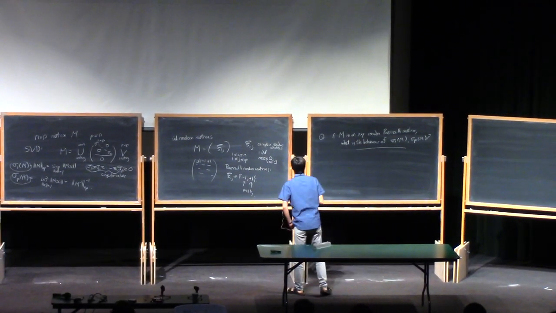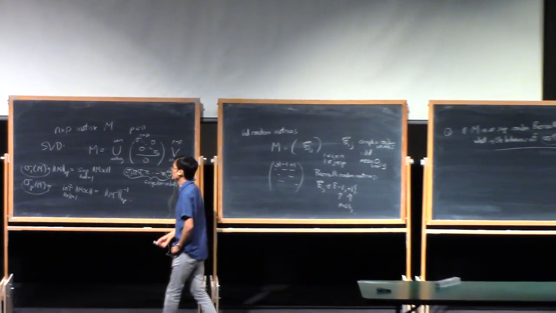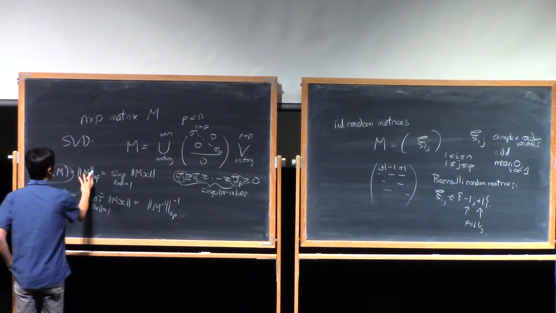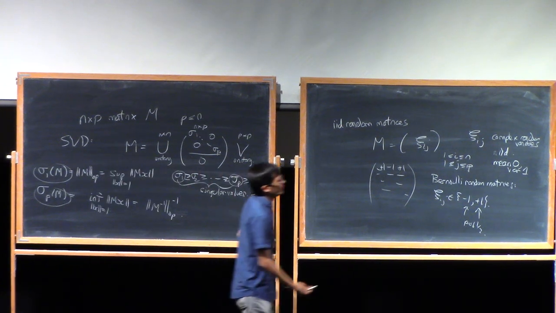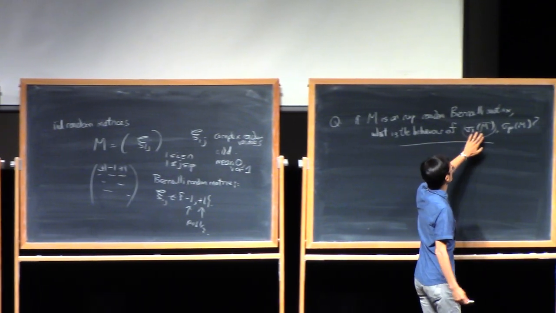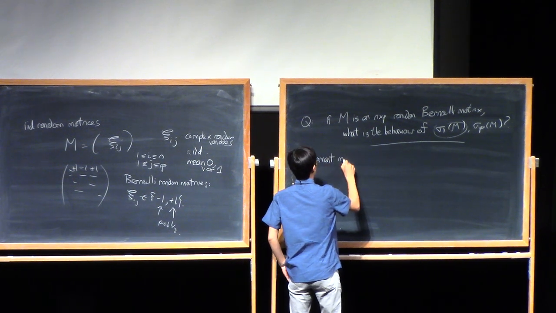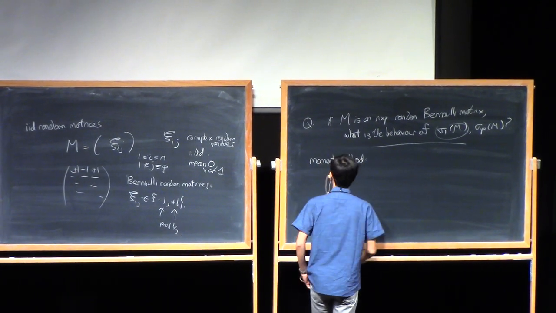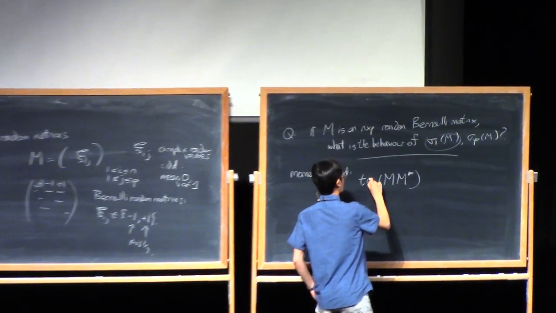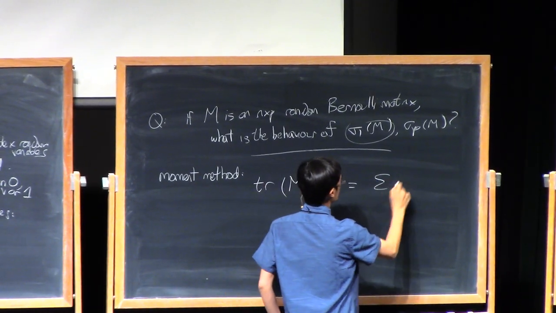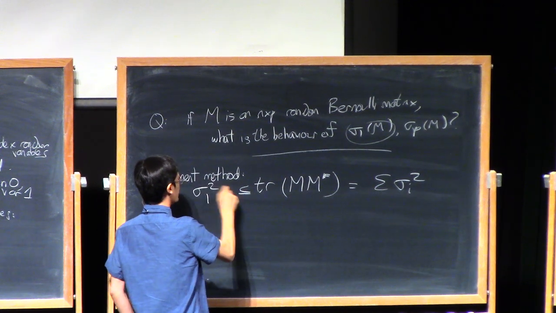Now of the two, the largest singular value is by far the easier one to deal with, and there are many tools to understand it, because it's also the operator norm. So, for example, you could try to understand the largest singular value using the moment method. You can take, for example, the trace of M M star, M times its adjoint, and this is just the sum of the singular values squared. So in particular, it bounds the first singular value squared.